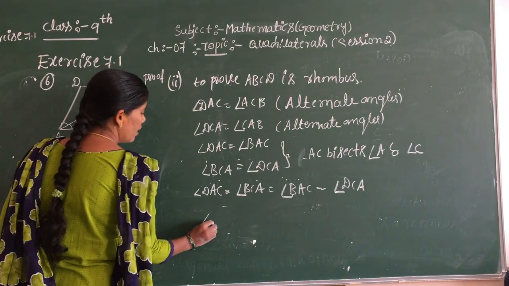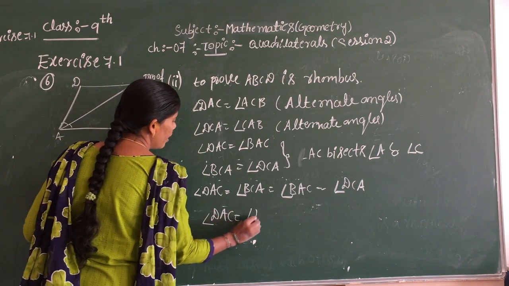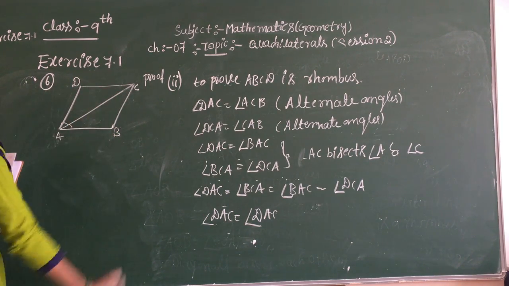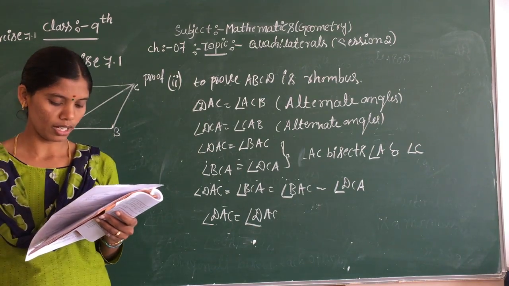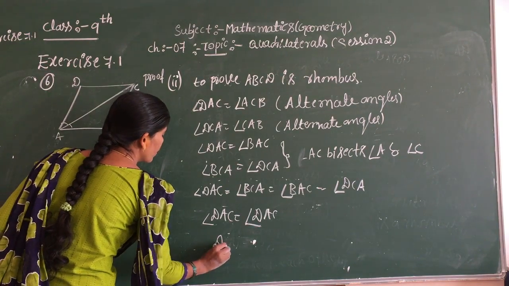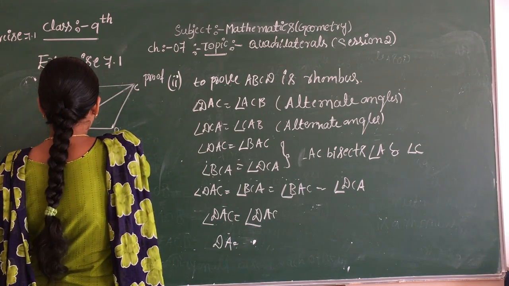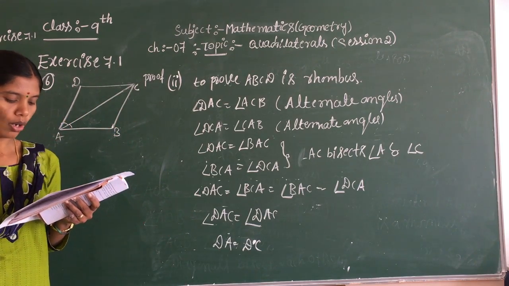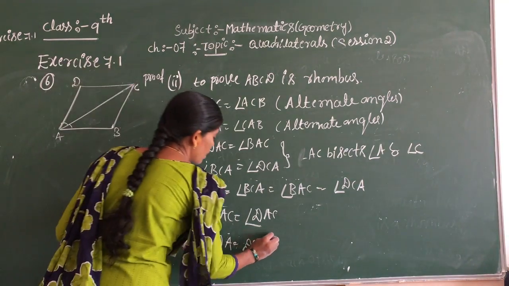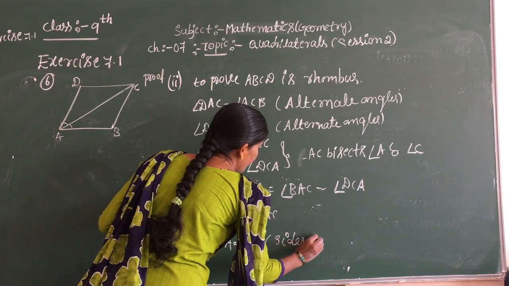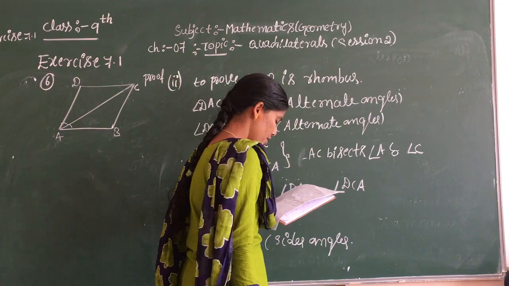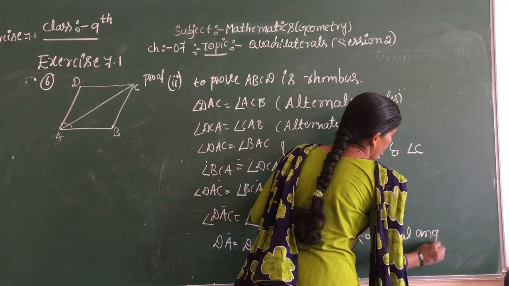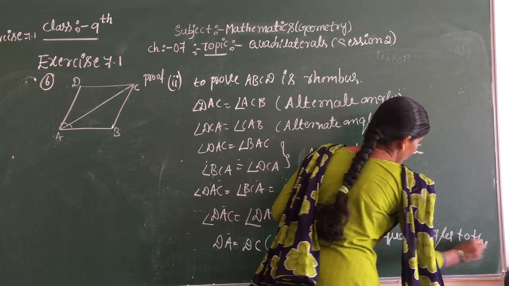So angle DAC is equal to angle BAC. DAC and DAC means DAC is nothing but DAC only. Therefore, DA is equal to DC. Corresponding angles, that is, sides opposite to the equal angles are equal.